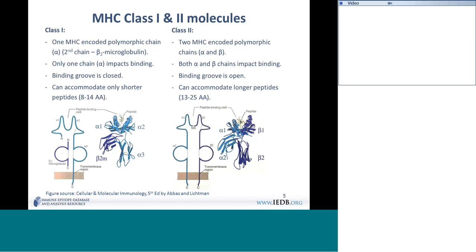Another important difference is that in class 1 the peptide binding groove is closed, so it can accommodate only shorter peptides, for example from 8 to 14 in length. Whereas in class 2, the binding groove is open and it can accommodate longer peptides. These structural differences between class 1 and class 2 molecules pose a challenge for designing the class 2 tool. Designing the class 2 tool is not as easy as the class 1 prediction tool.